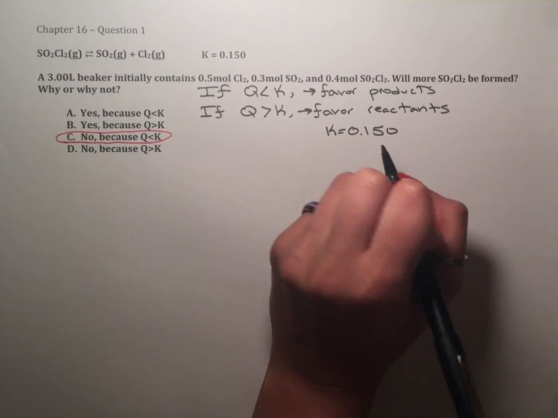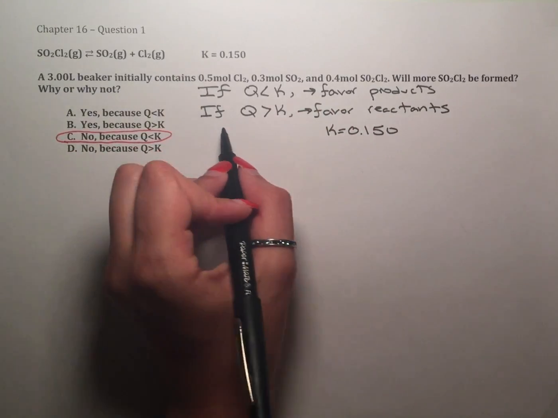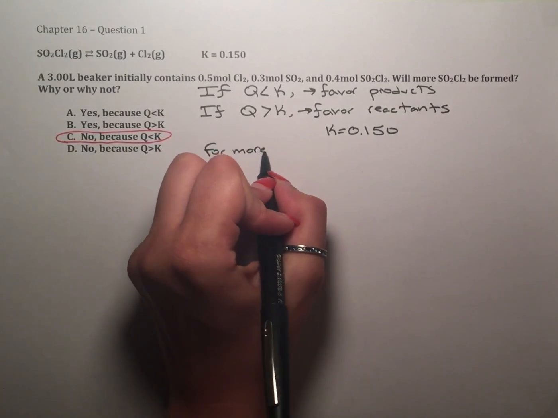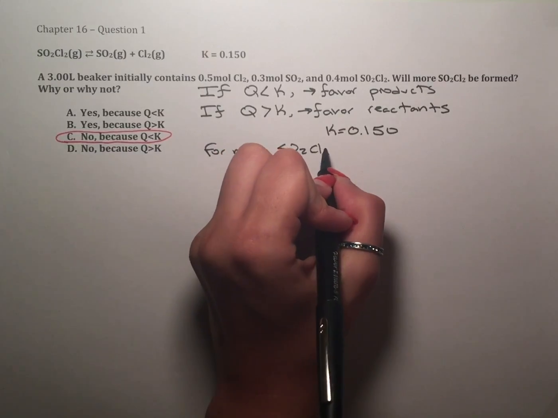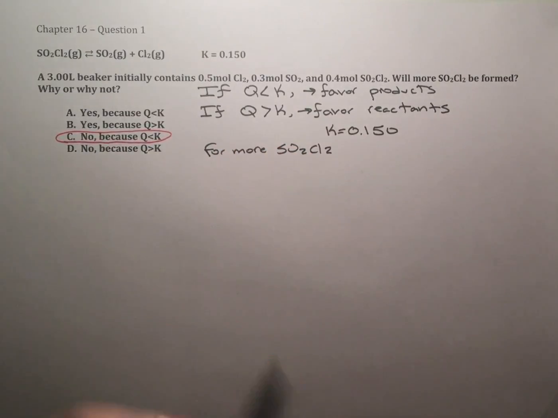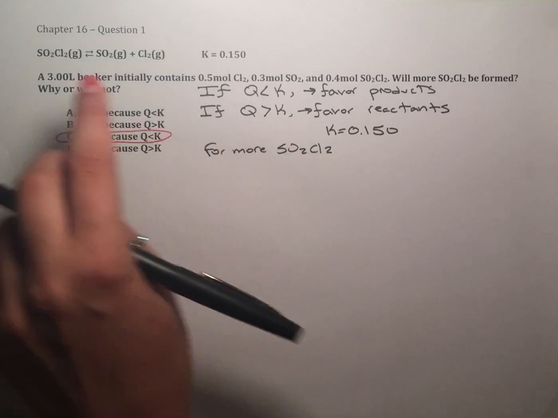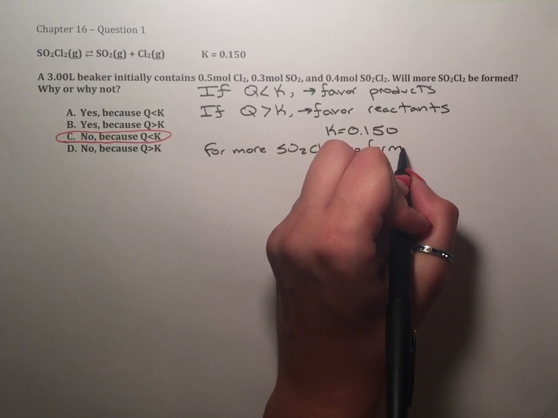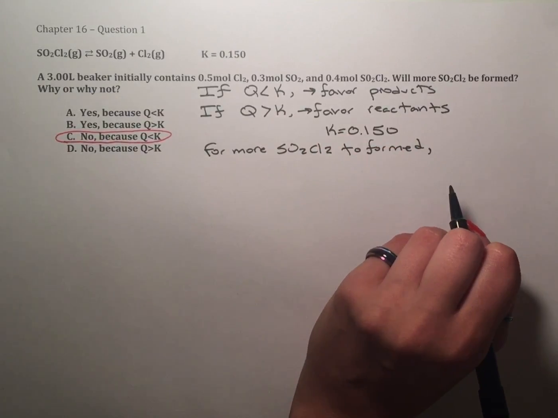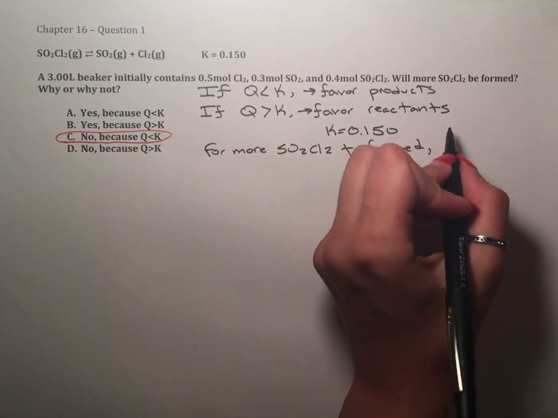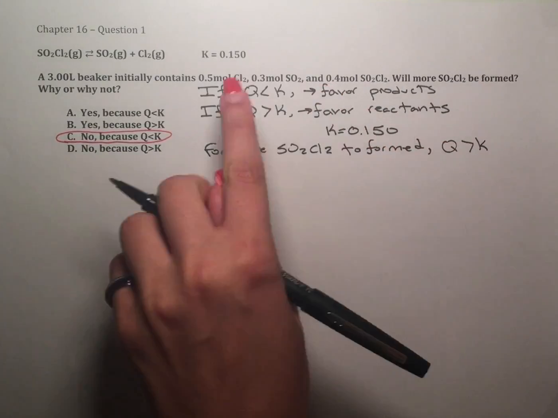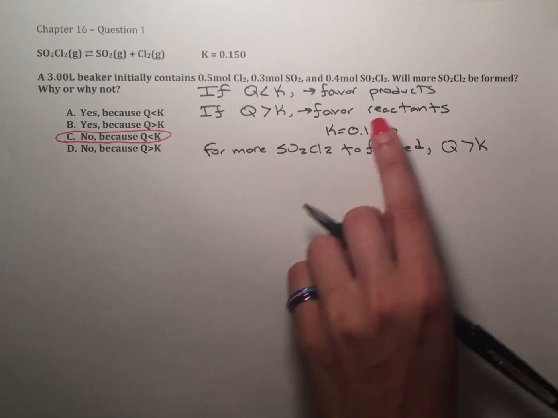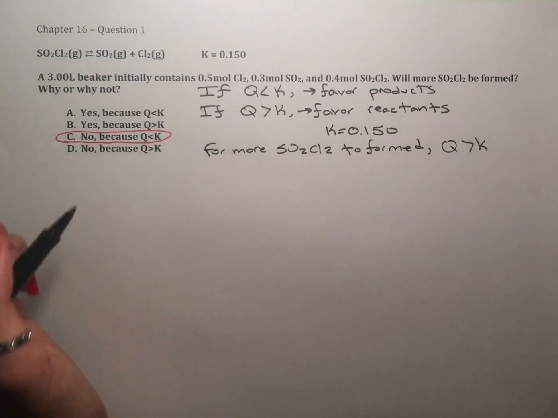So now what we need to do is find what Q is. We know that for more SO2Cl2, which we can see is a reactant, to be formed, well, what are we going to need? We're going to need for Q to be greater than K, because when Q is greater than K, the chemical reaction favors the reactants. So let's solve for Q and see what we get.